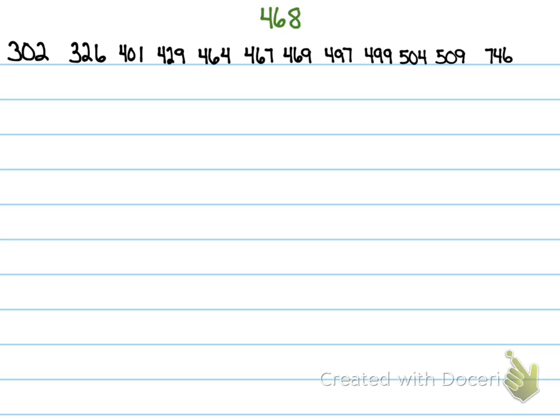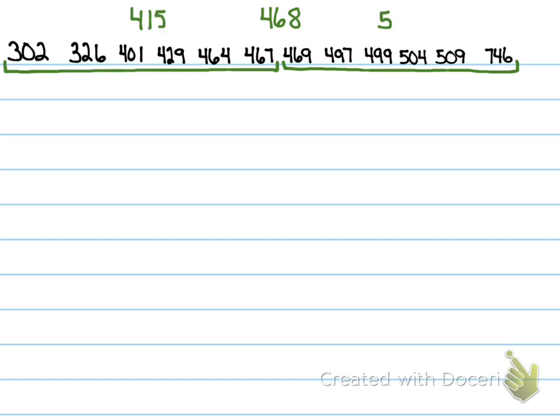All right, now what do you do? Find your lower and upper quartile medians, okay? So find your lower and upper quartile medians. Have y'all gotten that far yet? Okay, so go ahead and find those and then find your extremes. So what's my lower quartile median? 415. What's my upper quartile median? 501.5. Okay, then my lower and upper extremes, 302 and 746.